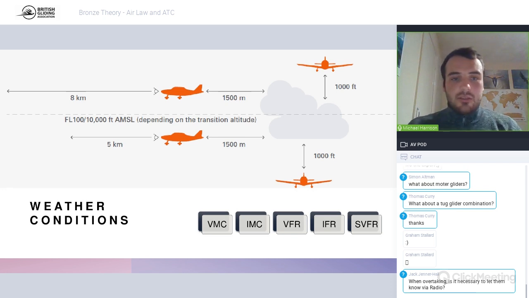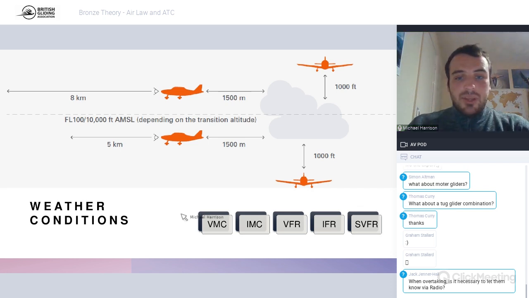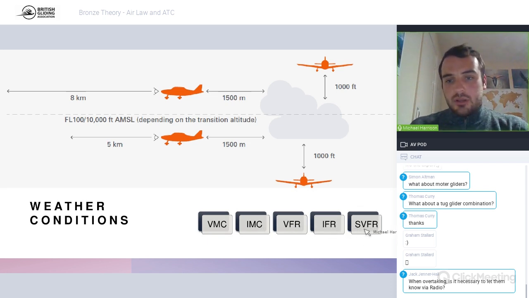So back to weather, as I said, I stole these diagrams from the Skyway Code because they are very good. But we need to learn what VMC, IMC, VFR, and IFR mean. We are briefly going to look at SVFR, but it's not that applicable to gliders. I'm only going to touch on that.